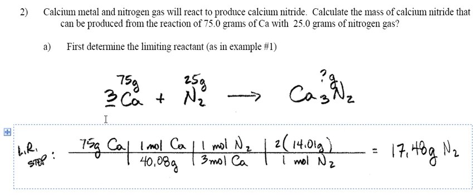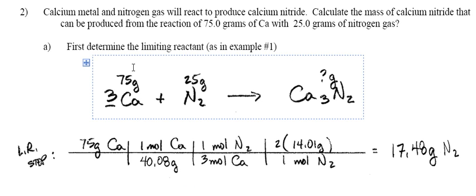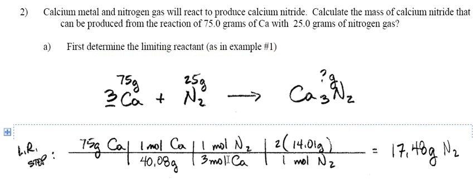So again, we'll take the 75 grams of the calcium, convert it to moles. Once we have our number of moles, now we're going to do a mole ratio. Again, just like in question number 1, we want to compare moles of calcium to moles of nitrogen. So I'm going to have my 3 moles of calcium on the bottom, 1 mole of nitrogen on the top.